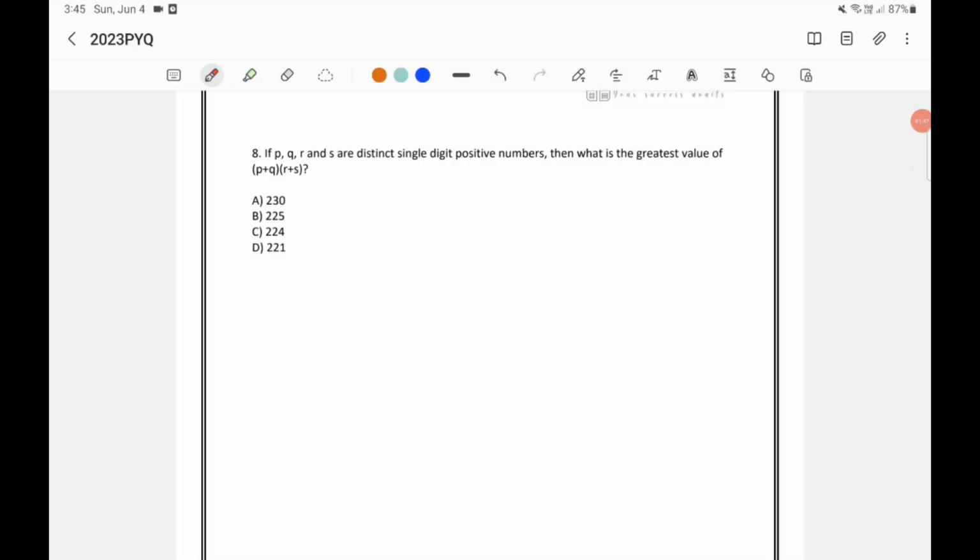So let's look into the next question here. If P, Q, R and S are distinct single digit positive numbers, so distinct means they are different, then what is the greatest value of (P plus Q) into (R plus S)? So we need to find out (P plus Q) into (R plus S).